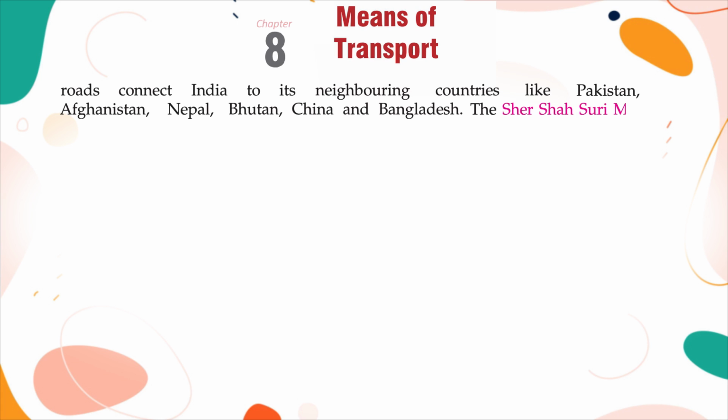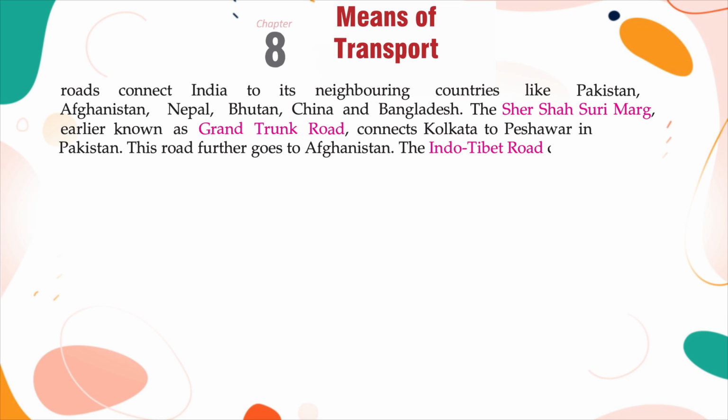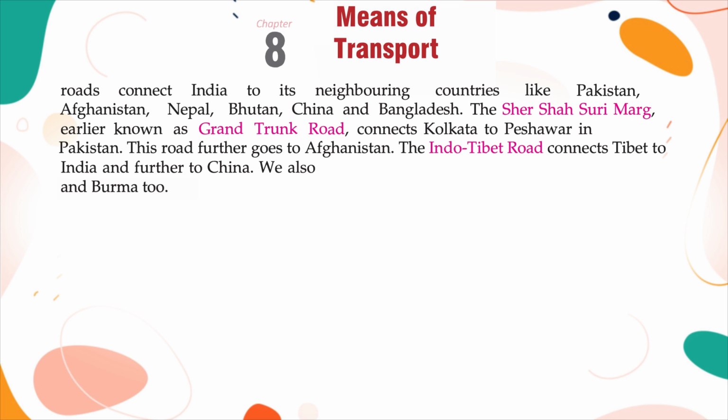The Sher Shah Suri Marg, earlier known as Grand Trunk Road, connects Kolkata to Peshawar in Pakistan. This road further goes to Afghanistan. The Indo-Tibet Road connects Tibet to India and further to China. We also have other roads connecting Bangladesh, Bhutan, and Burma too.